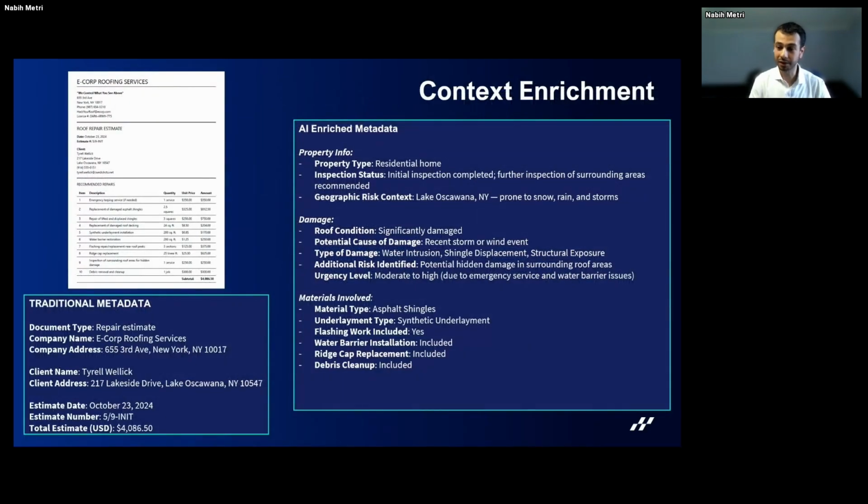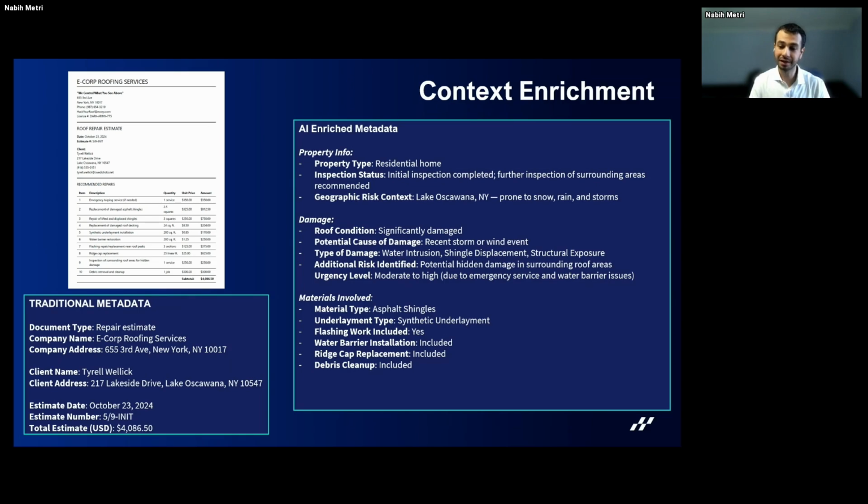Now let's see what context enrichment can do. So we have that same roof repair estimate we saw before, but this time we're not only structuring the content, we want to learn more about it. So traditional metadata can be extracted like the document type, company name, and total estimate, but the key to context enrichment is being able to generate enriched metadata. So we can determine things that aren't directly in the document, but we can infer about the content. We can learn more about the property and infer that this estimate is for a residential home. Or we can learn more about the damage and infer that there's significant damage to the roof, potentially from a recent storm.